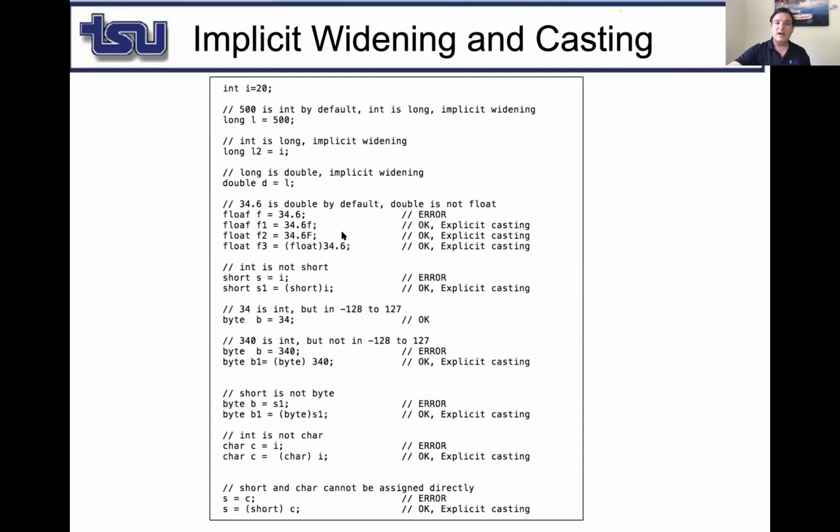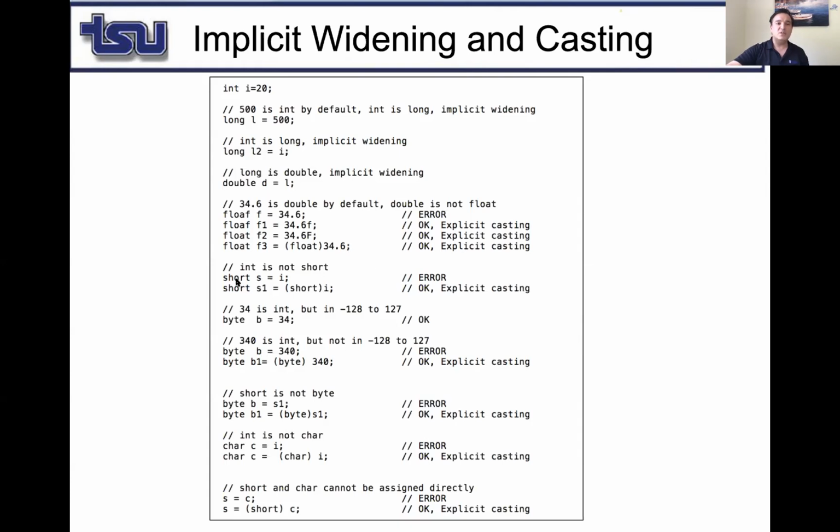However, there are different ways to explicitly tell Java, I'm aware it may not be float, but I want you to accept this as float. If I put a lowercase f or uppercase f, or if I do it this way, this is called explicit casting. You say 34.6 is not a float, but I still want Java to accept it as a floating point number, just like here. This is called explicit casting.